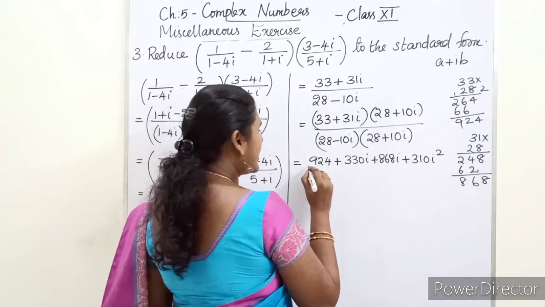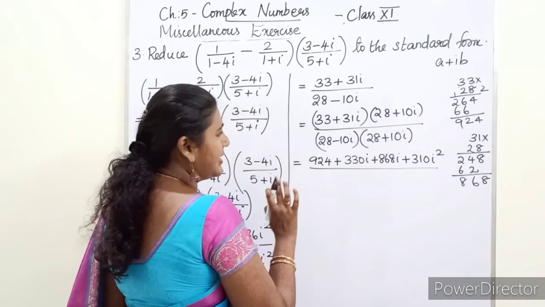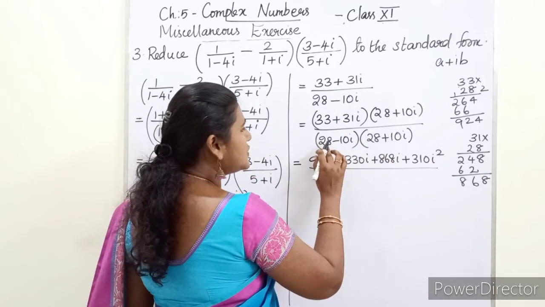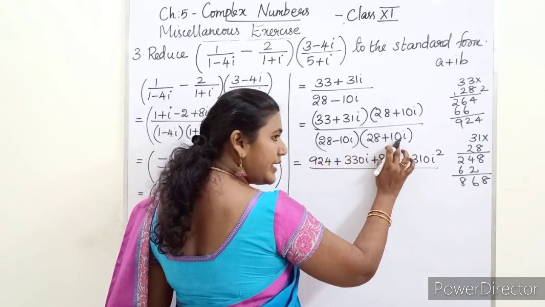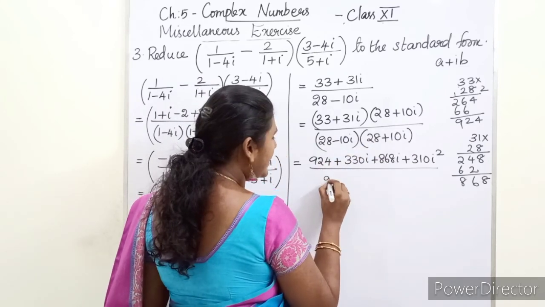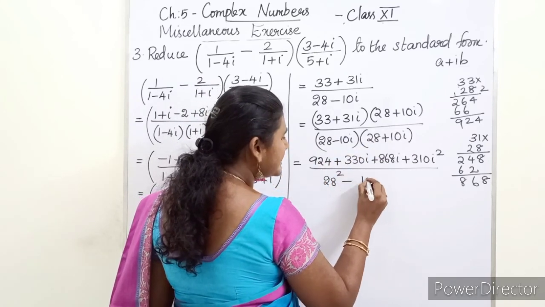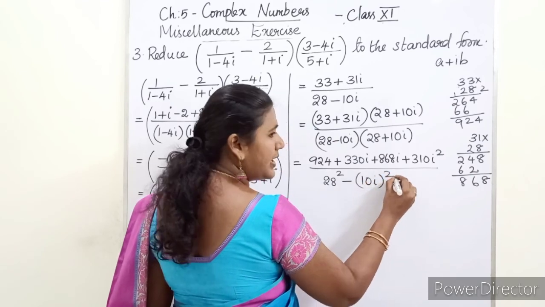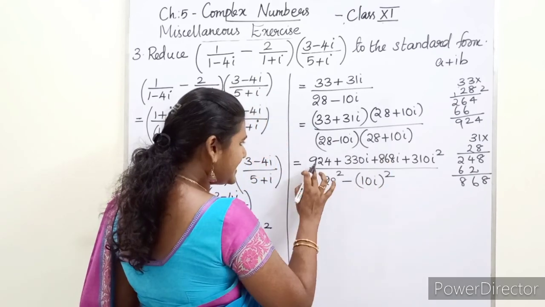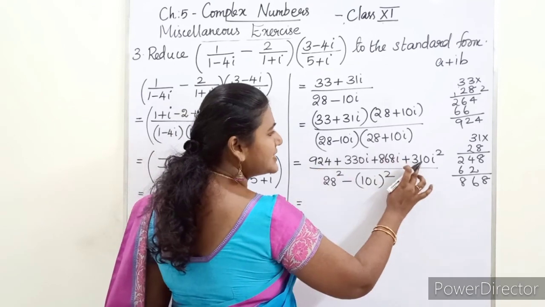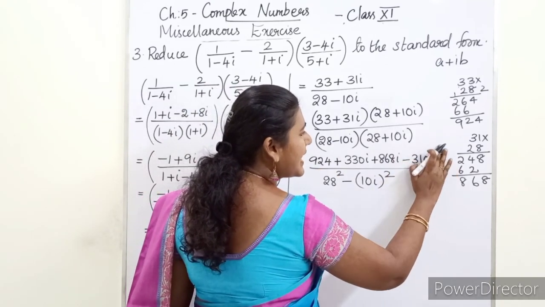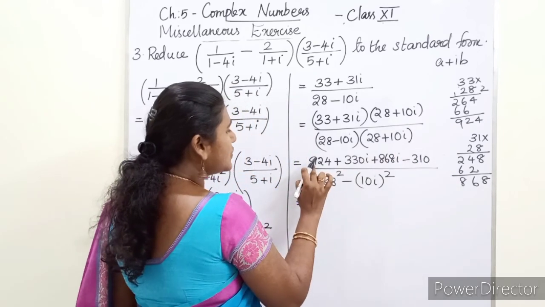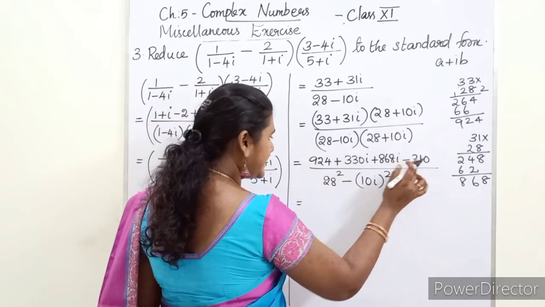So this term will become minus 310. Now here we will simplify 28, this is of the form a minus b into a plus b. So we can write 28 square minus 10i the whole square. Now we will simplify this. So 924, this will become, i square value is minus 1, so here you will have minus 310. Okay.